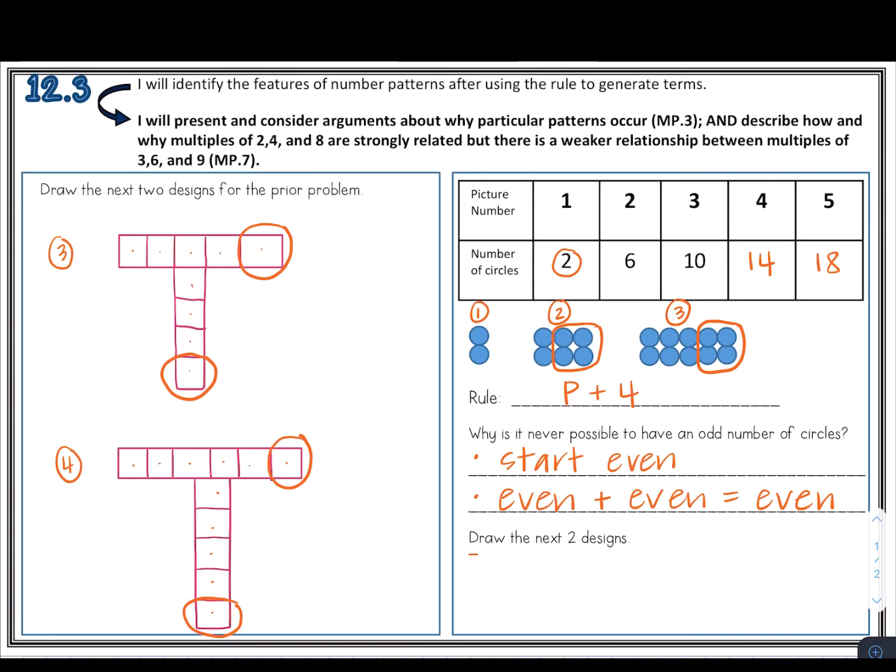As a challenge, you can grab a piece of scratch paper and you can draw the next 2 designs for pictures 4 and 5 in this series.